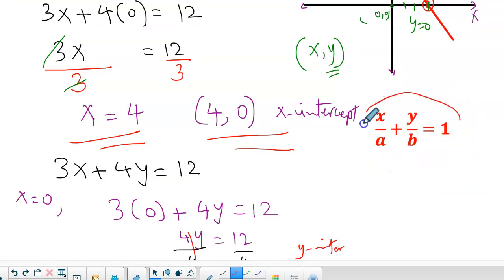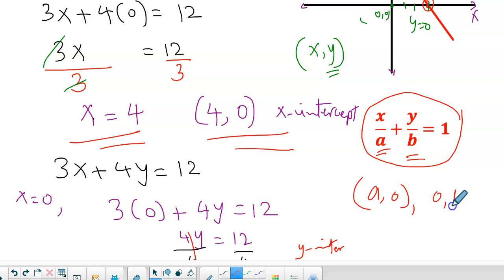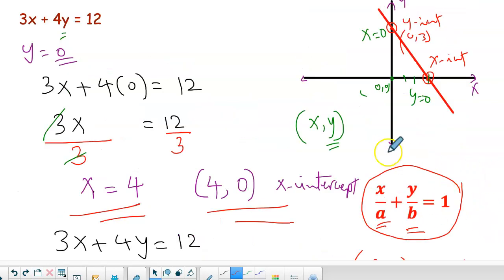This is the equation of a straight line in intercept form. x over a plus y over b is equal to 1, where a is the x-intercept and b is the y-intercept, like a, 0, and the other one is 0, b. That is the x-intercept and y-intercept we get. Let me go to the next page and show.